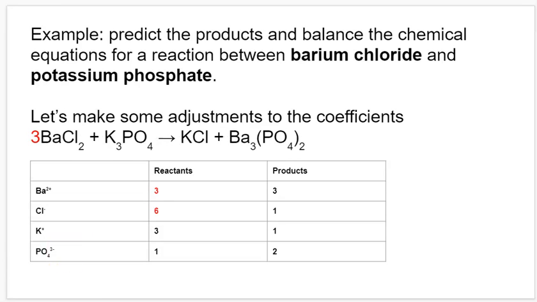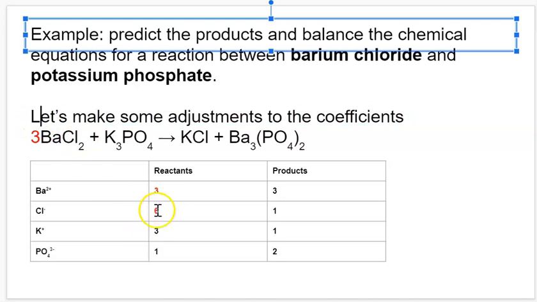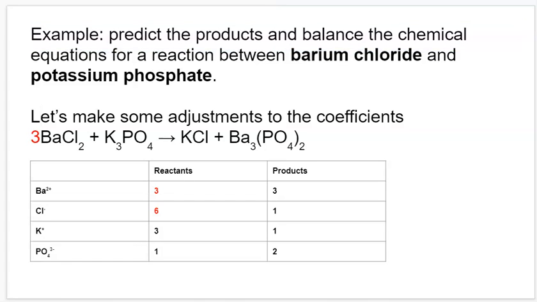So let's start by adding a 3 here. We need 3 bariums on the reactant side to match the 3 bariums on the product side. So I added a coefficient of 3 in front of barium chloride, and that'll give us the 3 bariums that we need. However, chloride is also attached to this, so the 3 is going to affect it as well. So we went from having 2 chlorides to now having 6, because we have 3 times 2. So we've managed to balance our bariums, but our chlorides are not balanced, and neither are our potassium and our phosphate. So we're going to need to add some more coefficients.